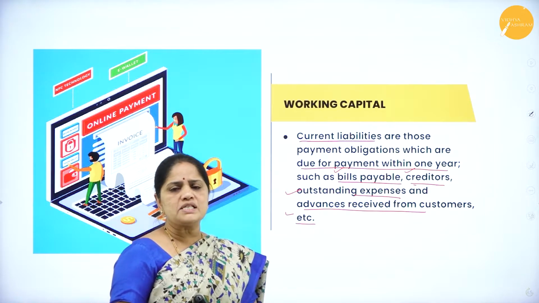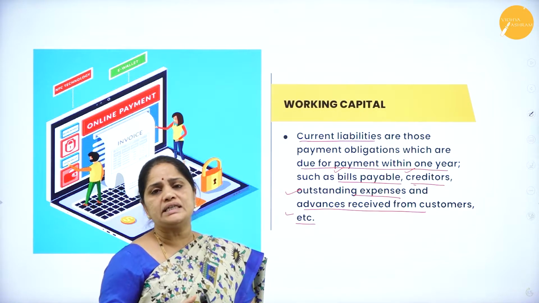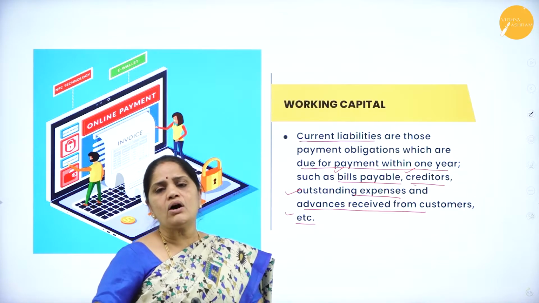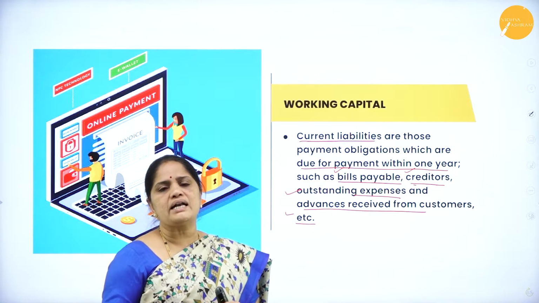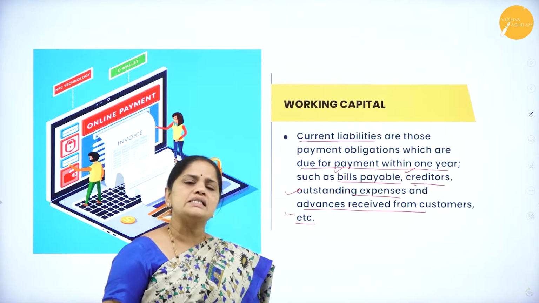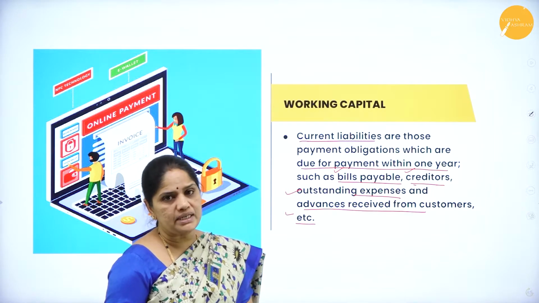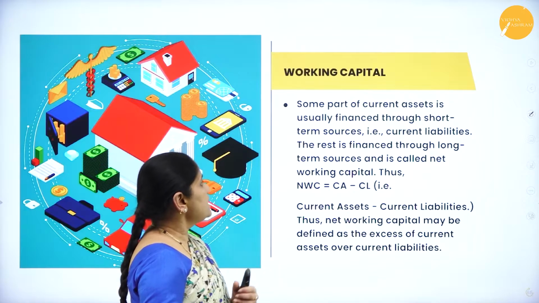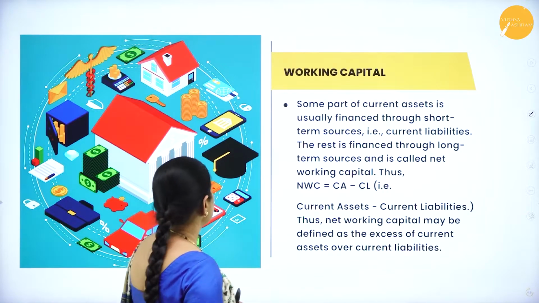Sometimes the customers pay advance money along with their order. So, until the order is executed, this advance money which has been collected from the customers will be considered as current liability. Now, next, let us see what this current asset means.